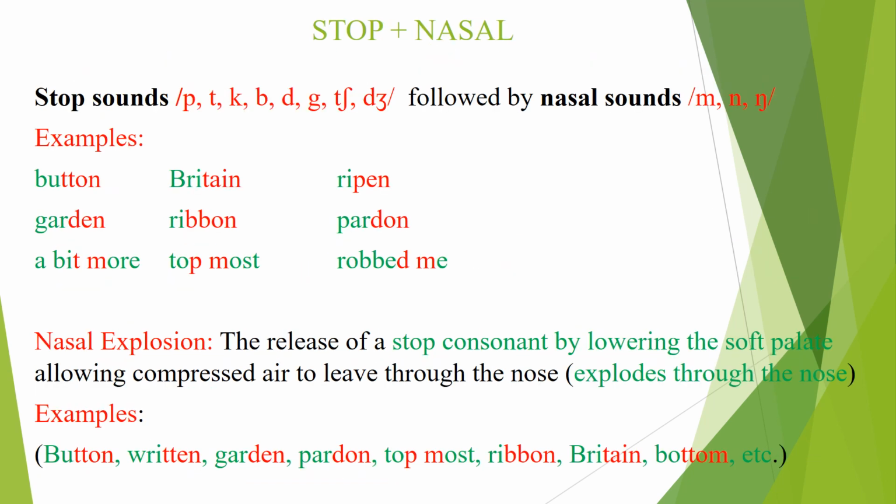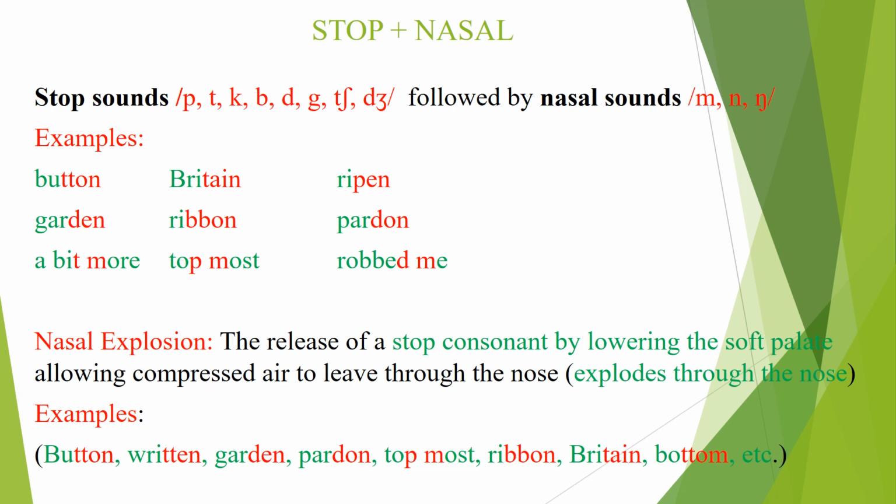A stop sound followed by a nasal sound is the second type of final consonant cluster. Stop sounds, pa, ta, ka, ba, da, ga, cha, and ja are followed by nasal sounds like ma, na, and nga. Examples, say button, Britain, ripen, garden, ribbon, pardon, a bit more, topmost, rap me.